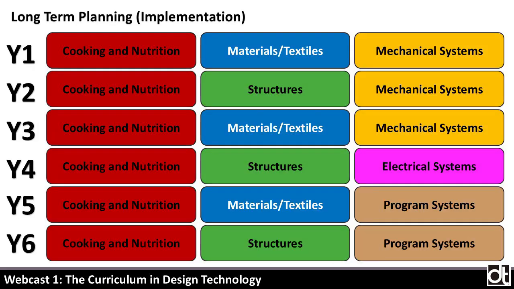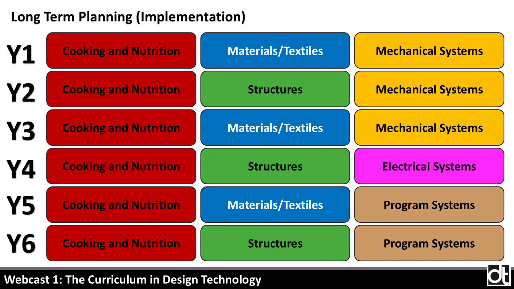And again, we can take this model further and translate the strands of learning into actual projects that are taught each year. This model of long-term planning is one which is common in many schools where design technology is taught once per term. Such is the importance placed on cooking and nutrition within the national curriculum that a unit of work is taught each year that focuses on cooking and nutrition.